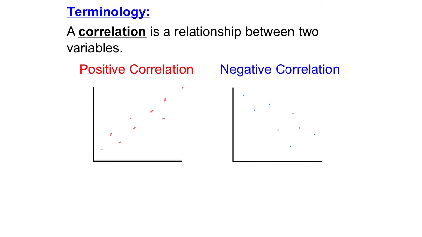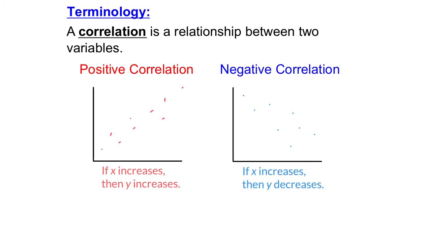So if we were asked to describe the relationship for a positive correlation, we would use words like if X increases, then Y increases. Or if it's a negative correlation, we would phrase it like if X increases, then Y decreases. So I just want you to be able to know what correlation means. Correlation just means there's a relationship between those two variables when you look at a scatter plot.